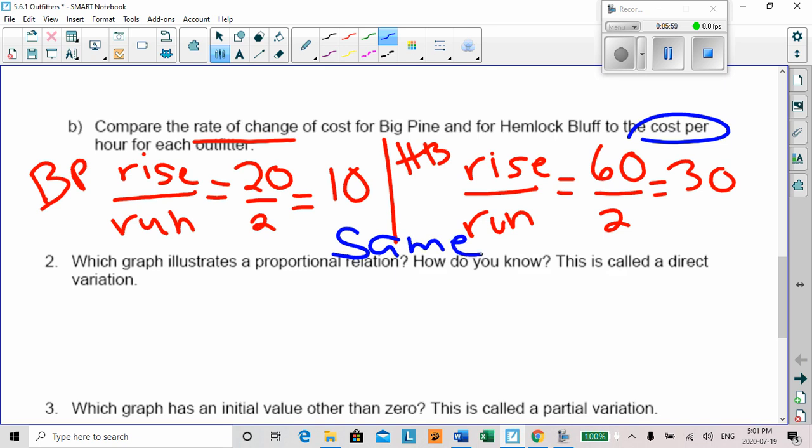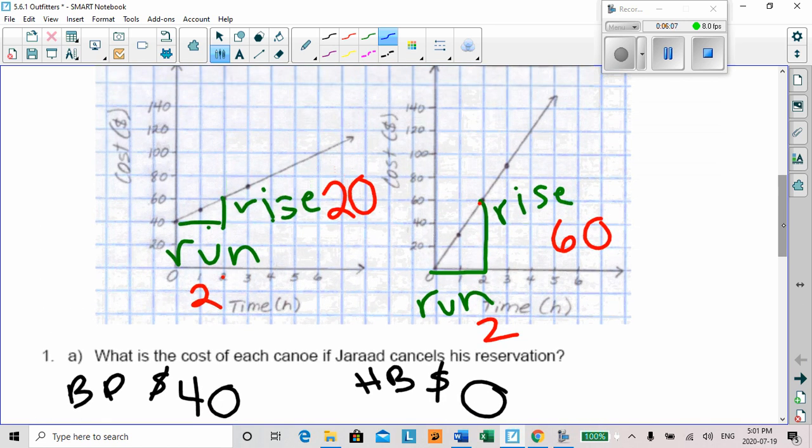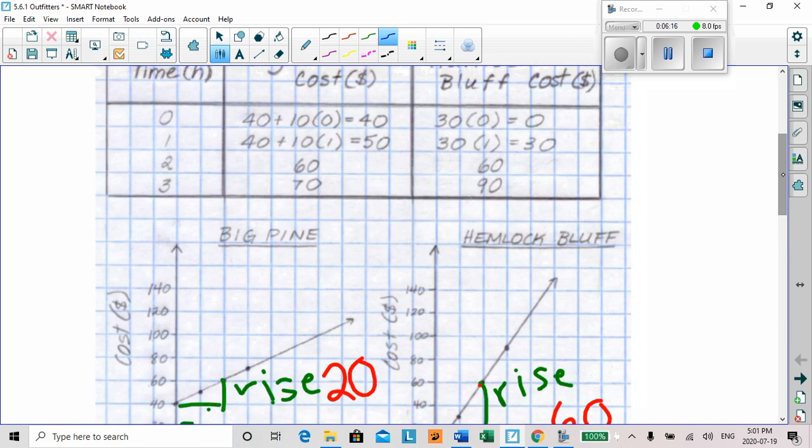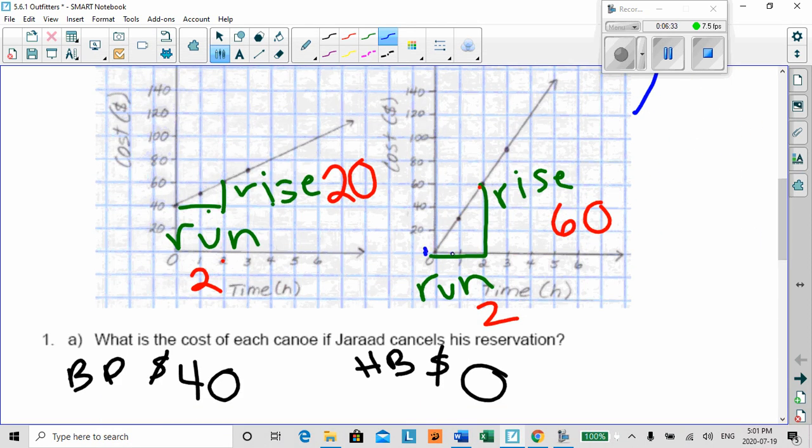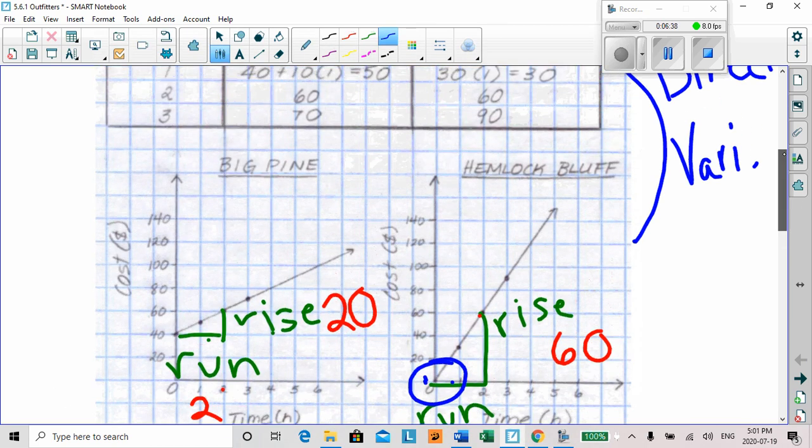Which graph illustrates a proportional relationship? How do you know? This is called a direct variation. So we need to talk about what's a direct variation. Direct variation means that there is no base fee. So this one here, Hemlock Bluff, this one is called a direct variation. It's not going to fit on here, so I'm just going to short form it. Because it starts at, right here, 0, 0. So there's your clue for the fact that it's a direct variation. There is no base fee.